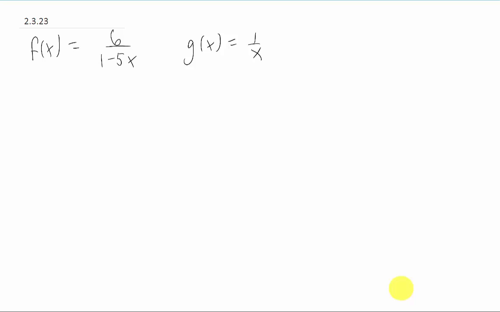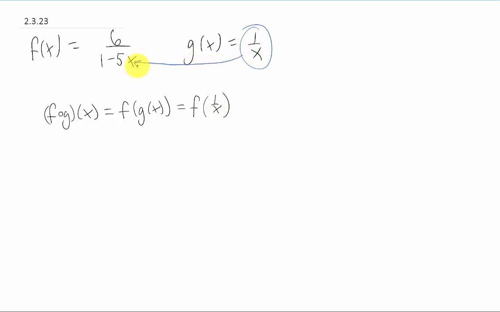Hey Jennifer, so you're looking at this question right here and you're asked to find the compositions of these two functions. Let's start with f of g of x. Another way to write that is like this, f of g of x. And since we know what g of x is, it's just 1 over x, we could write this just like that.